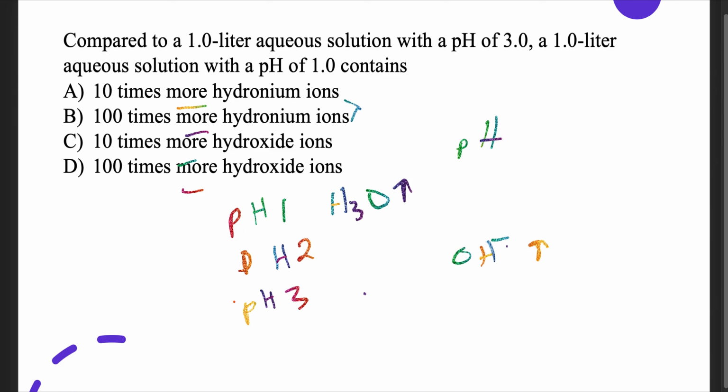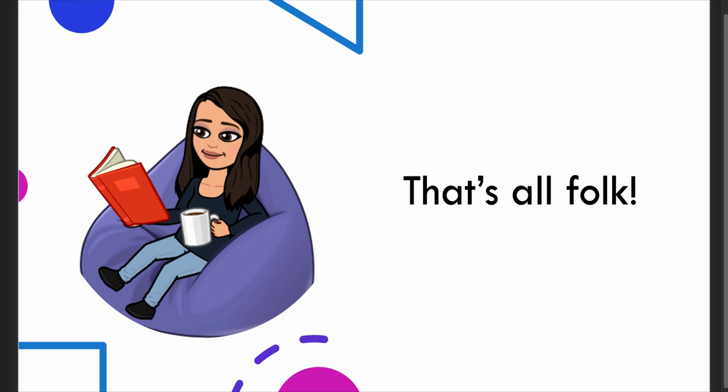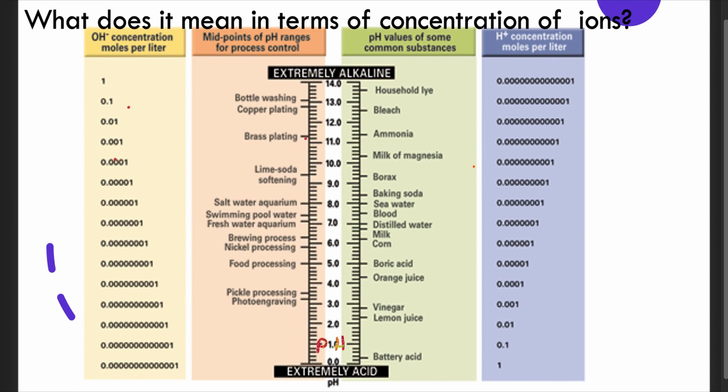So as we go from pH 3 to pH 1, for hydronium, it is more by 10-fold. 10-fold. Okay, so again, that means that it would be 100-fold. So I hope that makes sense. If you have any questions, feel free to reach out to me. Definitely this right here helps.